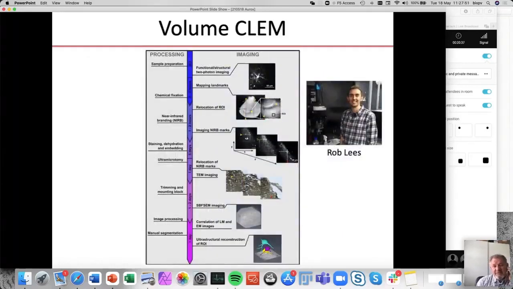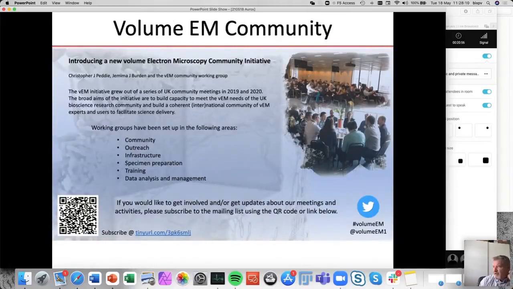And so this was a project that's done by Rob Lees. He was a Wellcome Trust PhD student. He's now moved to Oxford and hopefully continuing with this process. But he set up that whole procedure with guidance from others. And so this was a project that we did together with Lucy Collinson from the CRICK.